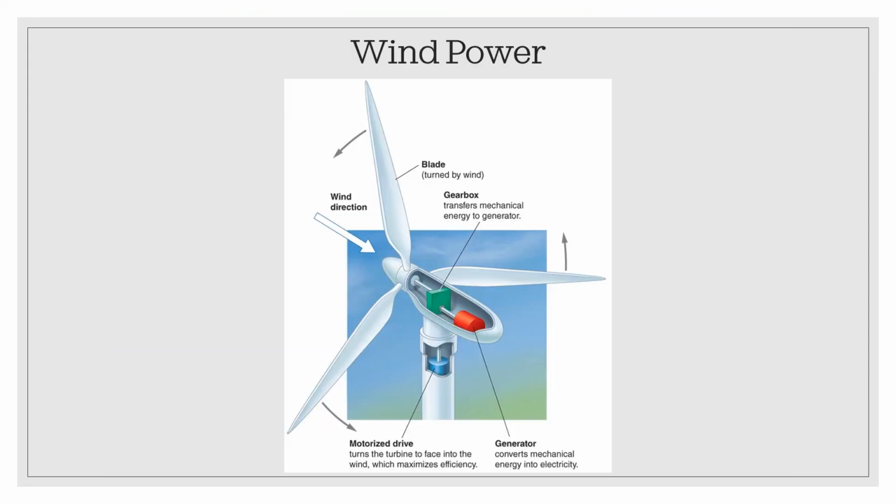Looking at wind power. The blades definitely represent the turbine if we need something similar to compare to. The blades turn and that motion is connected to the gearbox. That gearbox converts the motion to energy that the generator can receive. The generator is then able to convert that mechanical energy into electricity.